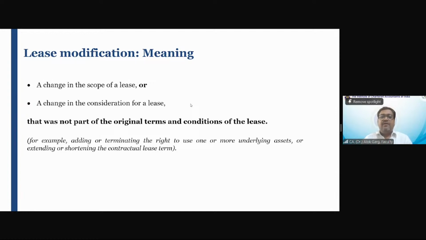Is that clear? So friends, we are discussing lease modification. We are discussing lease modification. We are discussing lease modifications.